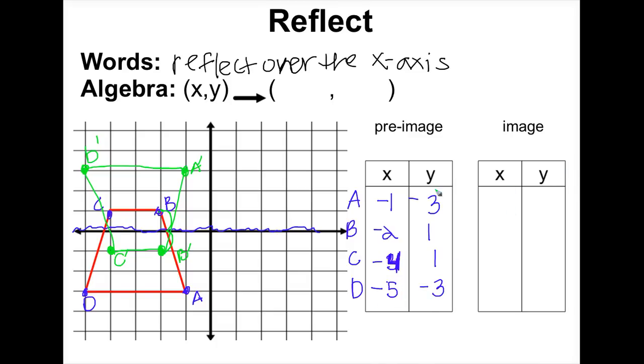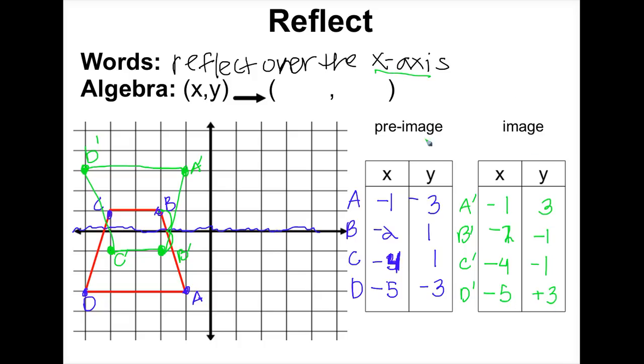Okay, now let's take a look at our new shape, our image. And A is now -1, +3. B is -2, -1. C is -4, -1. And D is -5, +3.